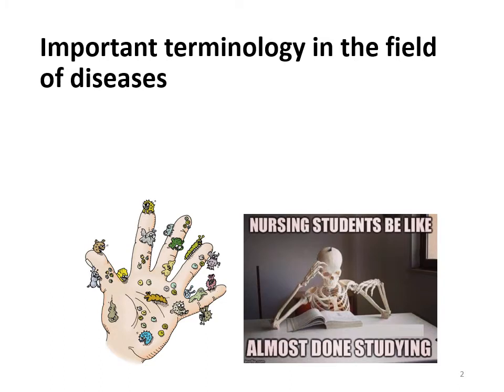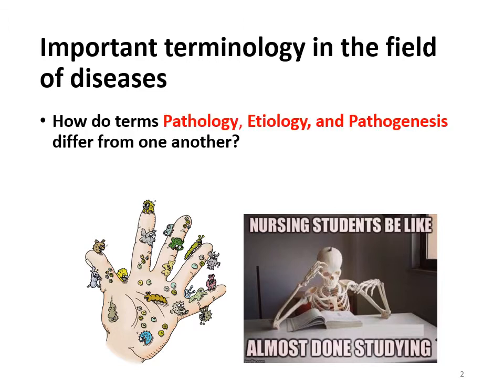And so the first bit of terminology in the field of diseases that we need to distinguish amongst includes the terms pathology, etiology, and pathogenesis. And these each have their distinguishing factors about what they truly mean. The first one is pathology, and as you can see from the beginning of the word, patho, this one is dealing with pathogens. Specifically, pathology means the study of disease. The second word here, etiology, now we're looking at the cause of a disease. So for instance, trying to identify the exact bacteria that causes a particular infection.